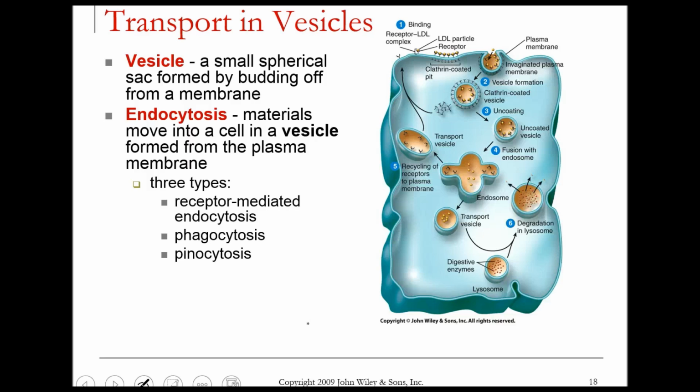There are 3 primary types of endocytosis. The picture you see here is receptor-mediated endocytosis. And in receptor-mediated endocytosis, if we look at the cell membrane right here, you can see that there are receptors on the cell membrane that will bind a particle. When that particle binds to those receptors, it triggers the plasma membrane to circle around the particles and pull it into the cell.